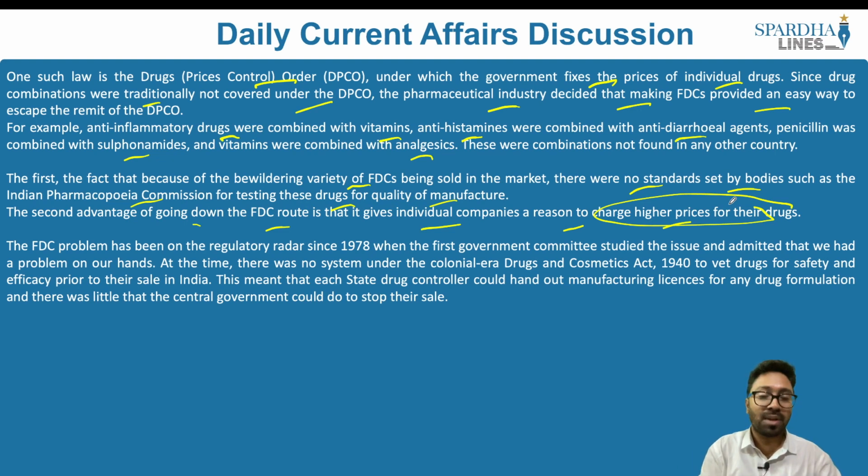The FDC problem has been on the regulator's radar since 1978, when the first government committee studied the issue and admitted that we had a problem on our hands. At the same time, there was no system under the Drugs and Cosmetics Act. It was not able to look into the safety.